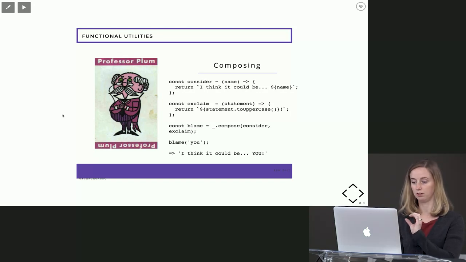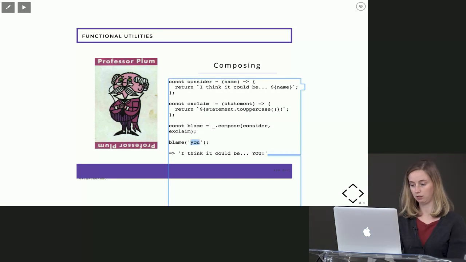And then we have this function blame, where we compose consider and exclaim. When you pass u into this function, what it does is it first passes it into exclaim. It'll turn it into uppercase and put an exclamation point, and then it will pass whatever is returned from this into consider, and then it will return at the end, I think it could be you.